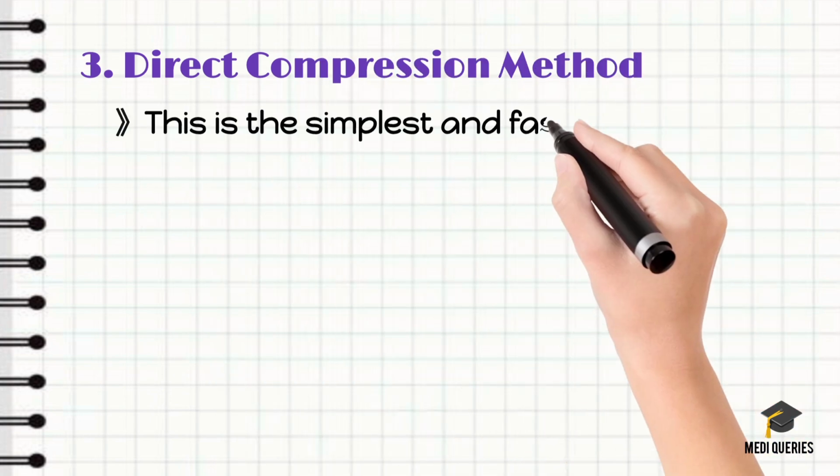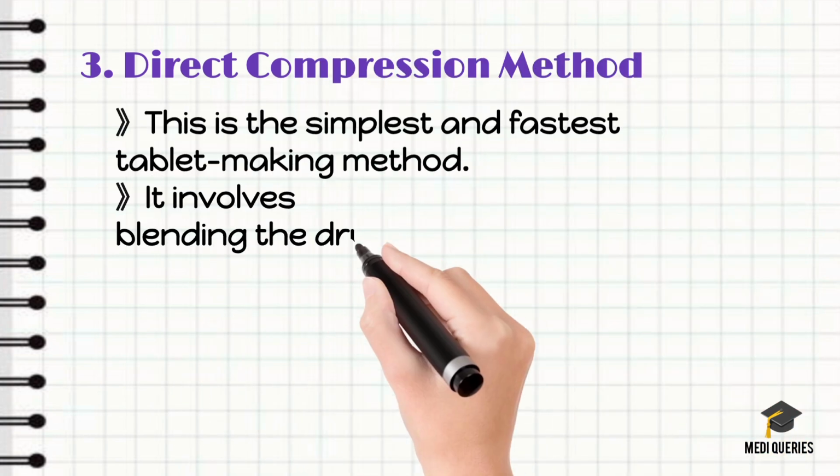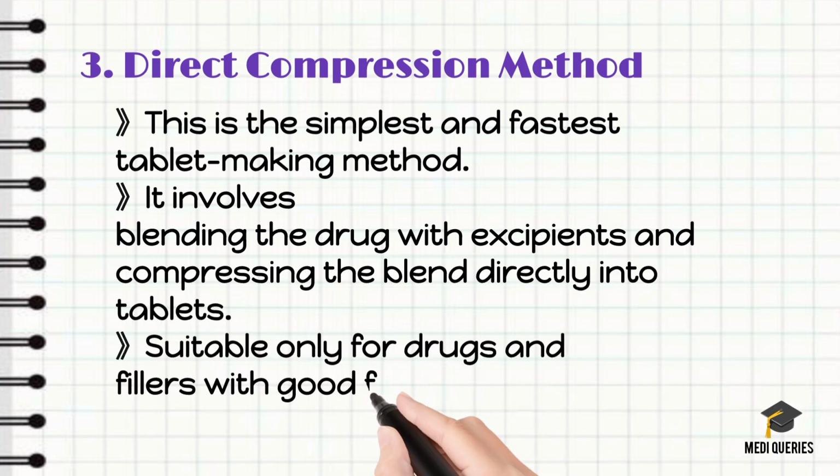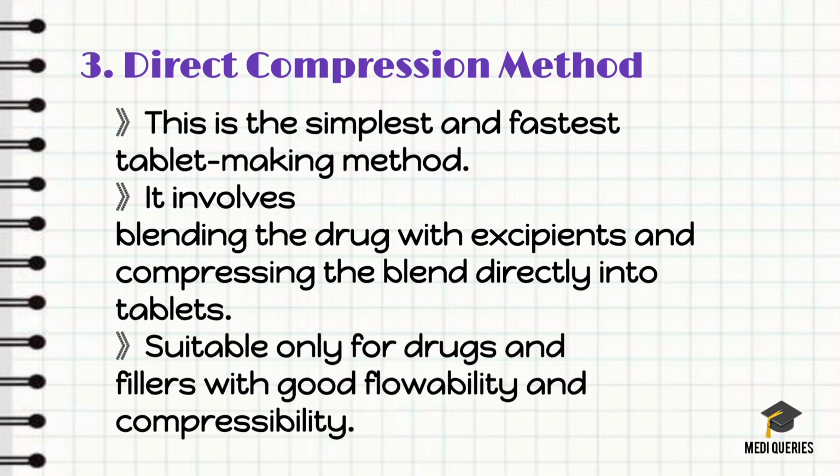Okay, so direct compression is the simplest and the fastest method of tablet production. However, the powder ingredients are blended and directly compressed into tablets. No granulation step is required here. It's ideal for drugs and excipients with excellent flow and compressibility. This method is especially useful for moisture and heat sensitive drugs. It mainly reduces the manufacturing time, labor and cost significantly.